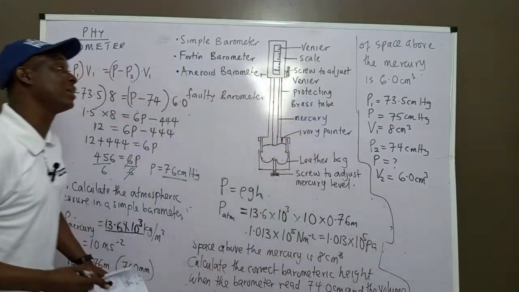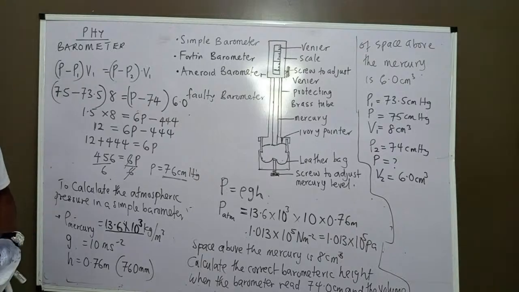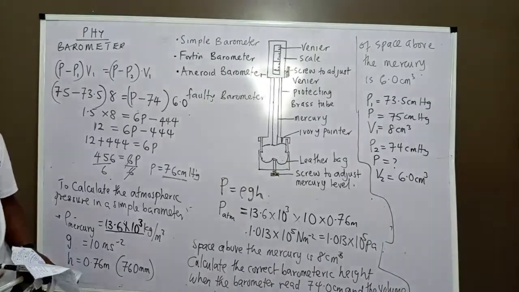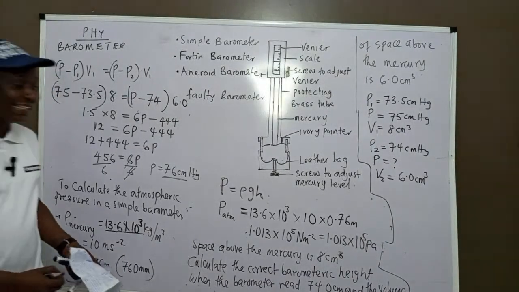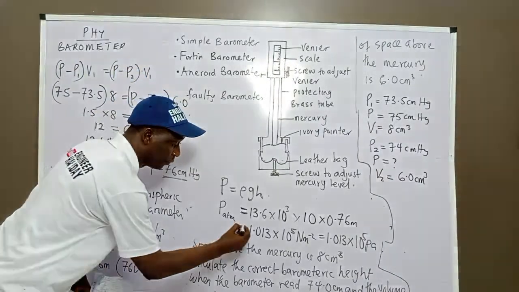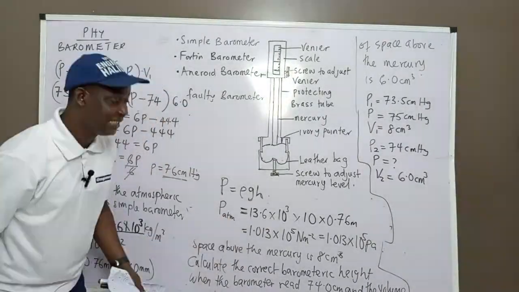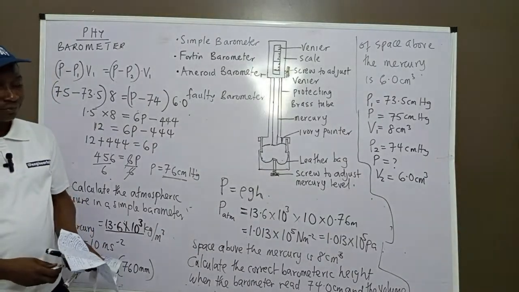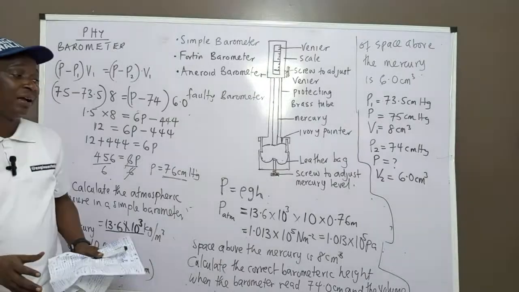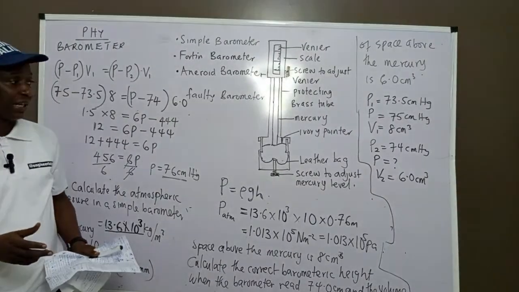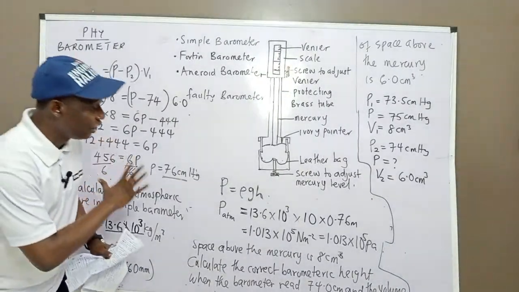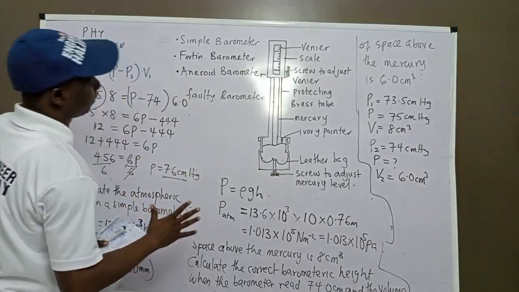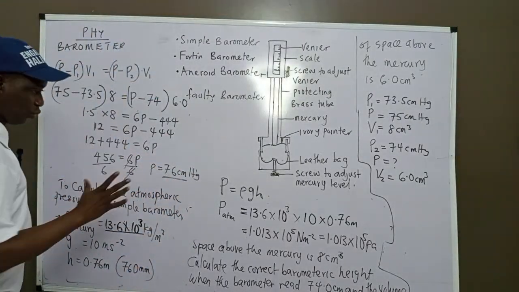So if I ask what is the value of air pressure measured by a simple barometer, the simple answer you will give me is 1.013 times 10 to the power 5. That is the simple answer, in Pascal or Newton per meter square. So this is how we use a barometer to measure atmospheric pressure.